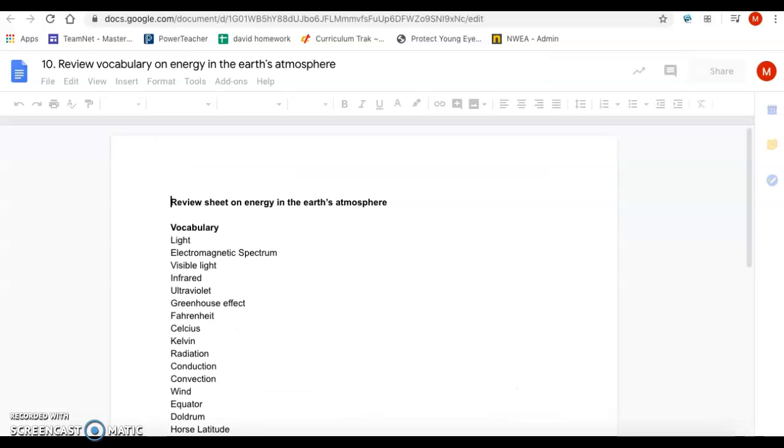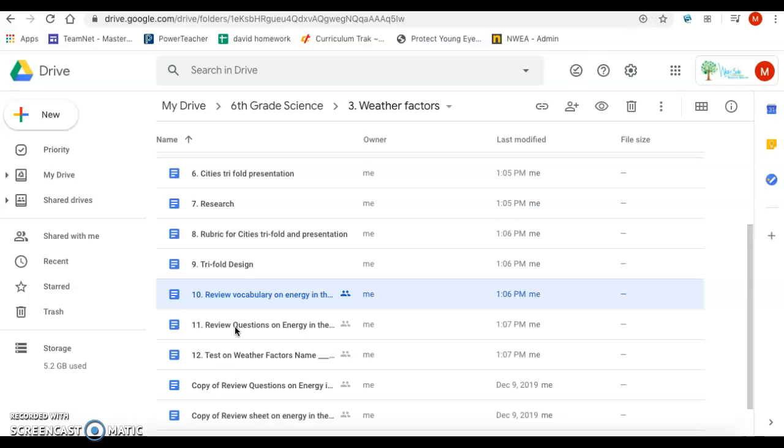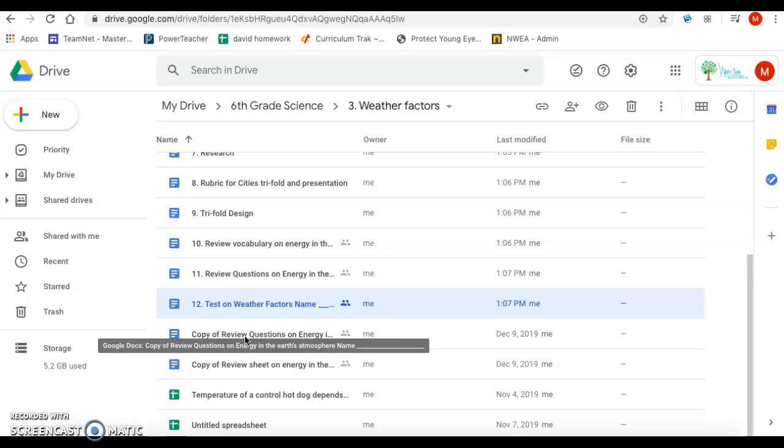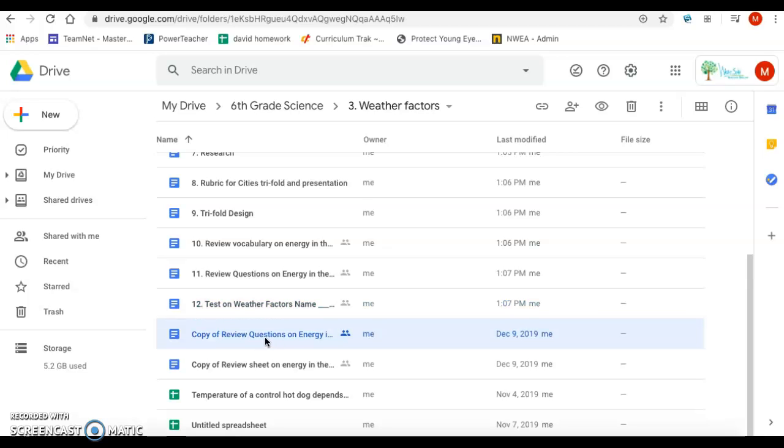Okay. Then once again, you have the vocabulary at the end of the unit that we always have, the review questions, and the test. This right here is the review questions, the answers. This is the copy of the review questions, the review sheet. Answers once again.